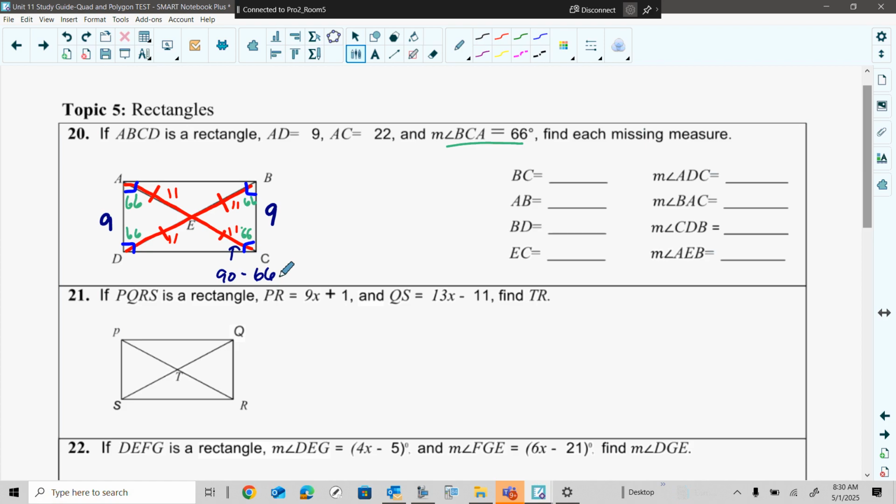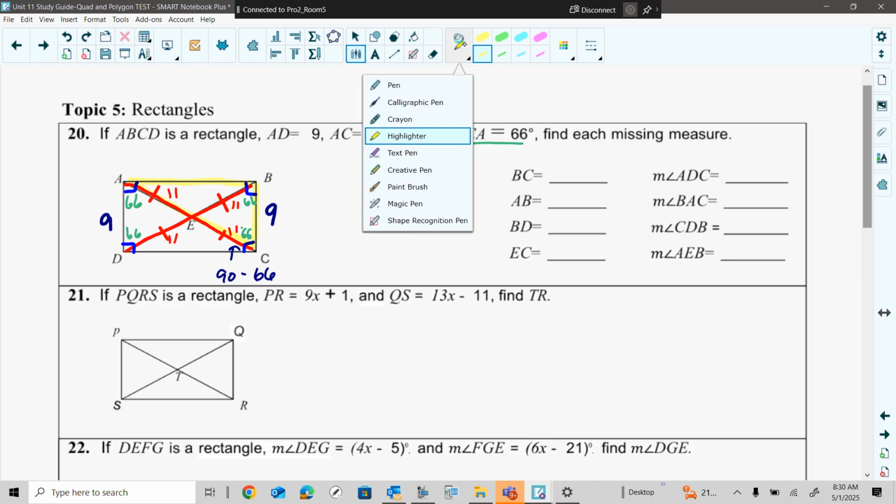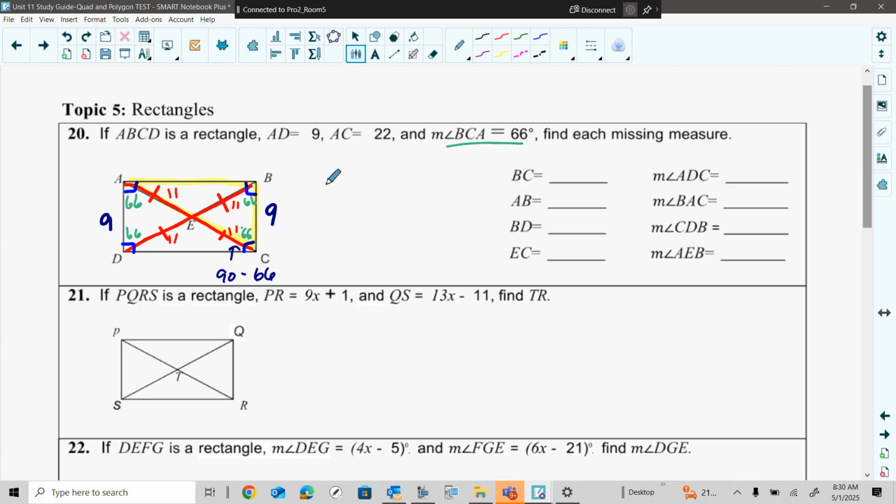To find AB, I'm going to use the right triangle here, which means I'm using a squared plus b squared equals c squared. This would be x squared because this is what's missing, plus 9 squared equals 22 squared. There's an example of that in your flip book as well.